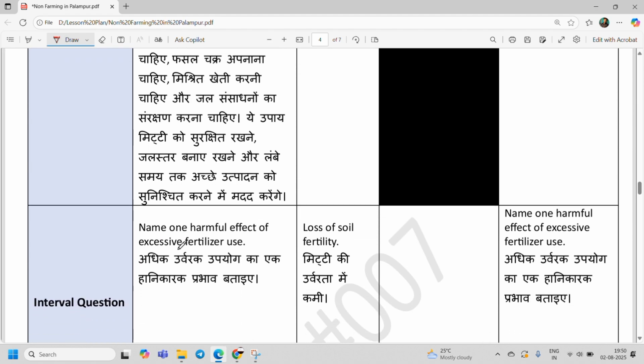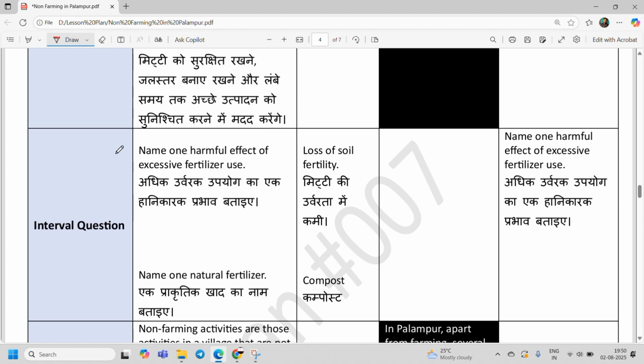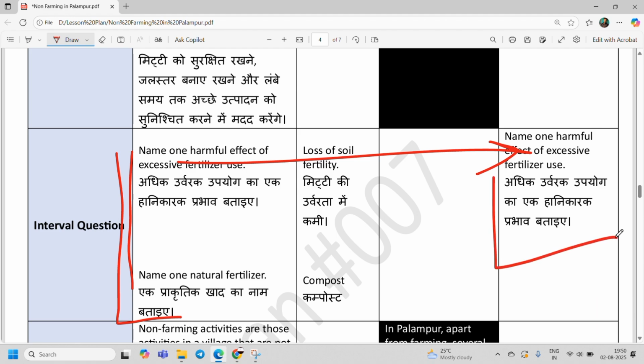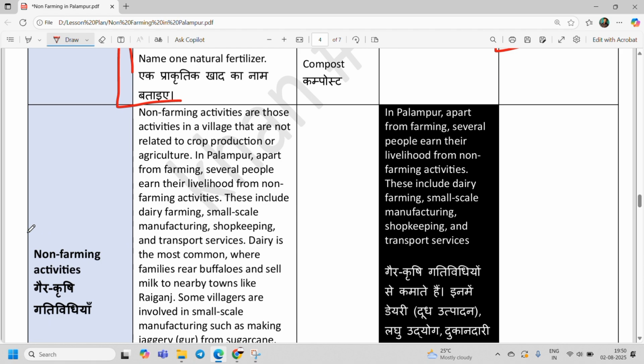After discussing the topic, we ask interval questions. At least 2 interval questions is enough. So name one harmful effect of excessive fertilizer use. These are the 2 questions I have chosen as an interval question, and you can take this question itself in the evaluation of expected learning outcome. Then we take second teaching point, non-farming activities in Palampur. This is the second teaching point of this particular lesson plan.